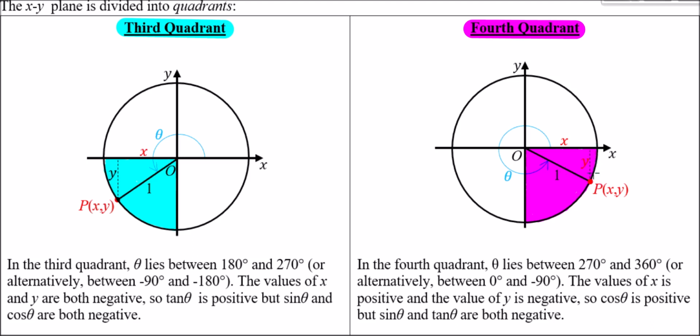Sine theta is negative because the y-coordinate is below the x-axis, and tan theta is also negative because the gradient of OP is negative. From O to P, the line is sloping downwards. So let's just run through those ideas again.